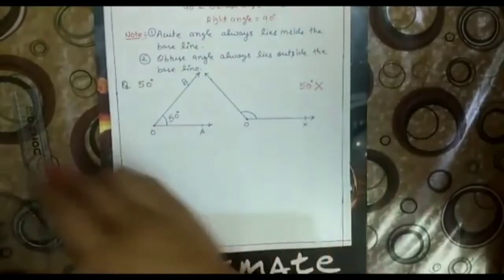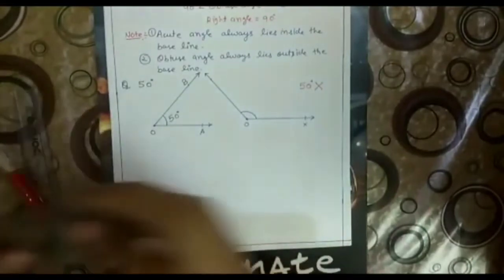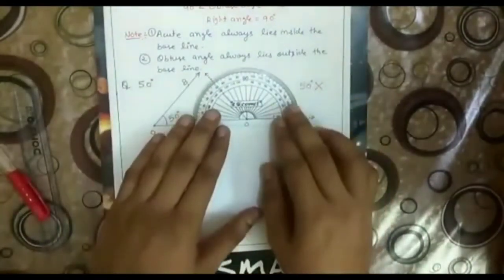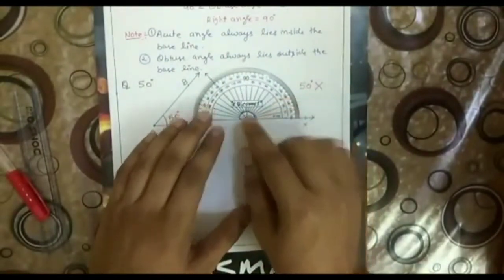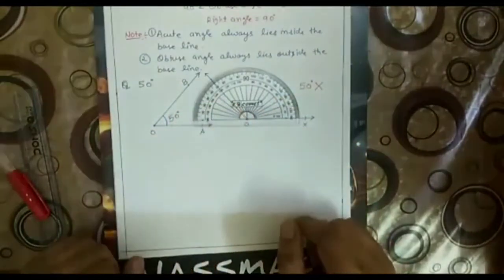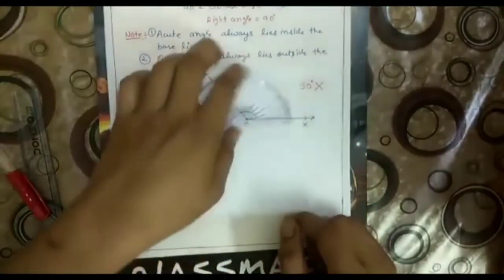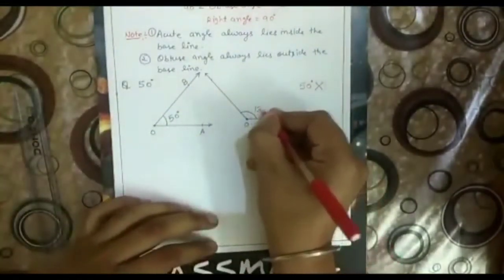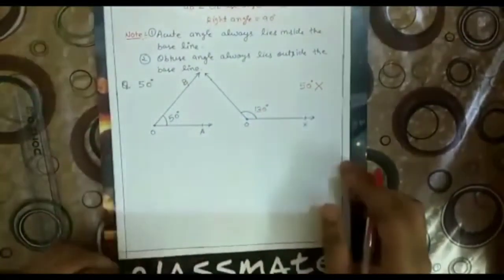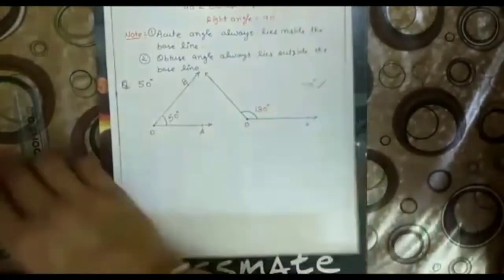As you can see, this is an obtuse angle. So place your protractor and look for the obtuse angle, and for this obtuse angle you can see 130 degree. So this angle is of 130 degree, not 50 degree. So you can write here 130 degree. So this angle is of 130 degree.